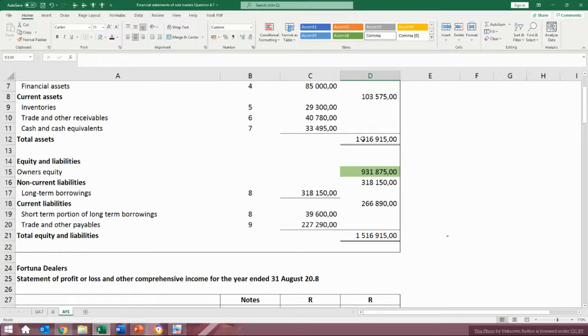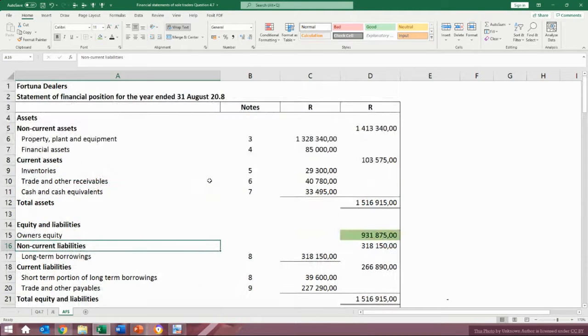Okay, so this is how you would do the note disclosures for your financial statements as well as your financial statements, the face as we call it. So the statement of financial position, statement of profit and loss and other comprehensive income, and statement of changes in equity. Okay, do you guys have any questions on question 4.7?